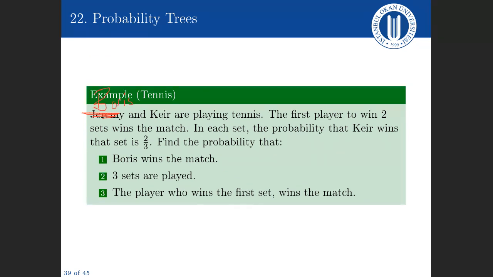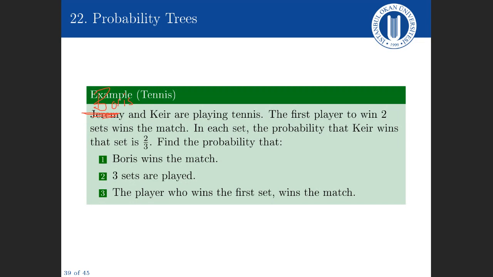Next example is about tennis. We have two men, Boris and Kia, and they are playing tennis. Their tennis game has the rule that the first player to win two sets wins the match. In each set, the probability that Kia wins the set is 2 over 3. And therefore, the probability that Boris wins is 1 over 3.